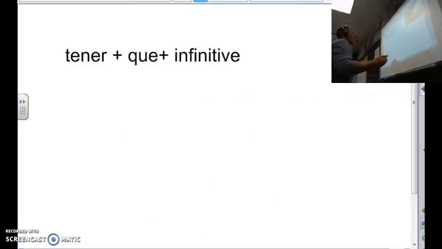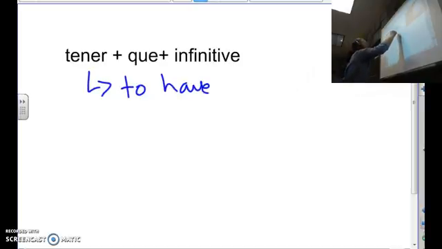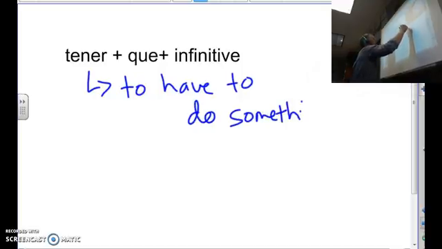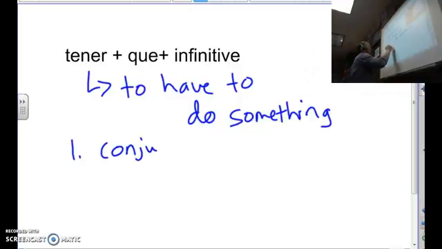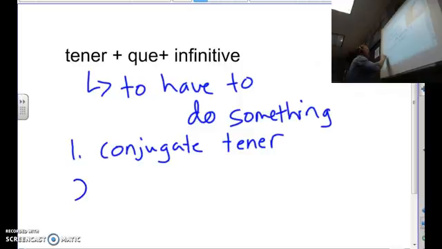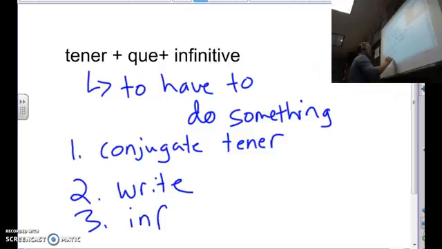Then we have this formula. And this is when you have to do something. That's what this means. I gave you 3 steps. First step, conjugate tener. Step 2, write que. Step 3, give me an infinitive.